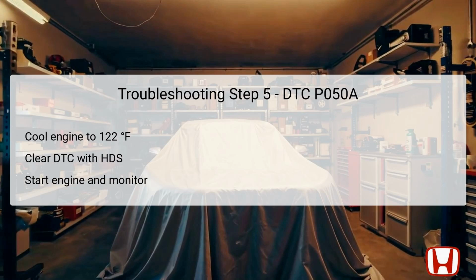The fifth step in troubleshooting DTC P050A requires that the engine cools down until the engine coolant temperature (ECT) sensor reads 122 degrees Fahrenheit, 50 degrees Celsius or less. This temperature condition is necessary for accurate testing of the idle air control system under cold start conditions.